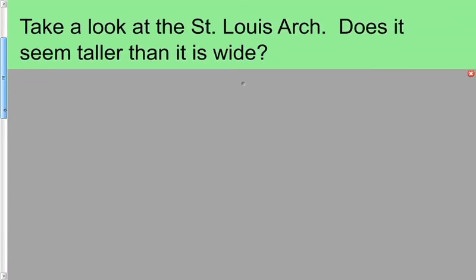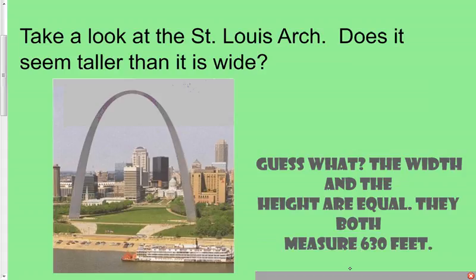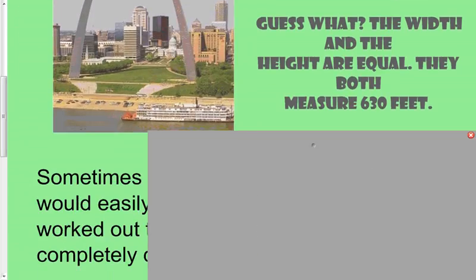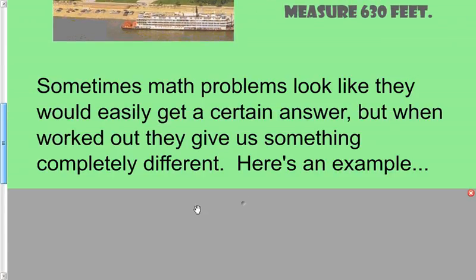Does it look, at least to me it does, like it is taller than it is wide? I think it definitely looks taller than it is wide. But actually, guess what? The width and the height are the same. Even though it looks weird in the picture, they're both 630 feet. 630 feet tall, 630 feet wide. So that's just a real world example of where something isn't exactly what it seems. And when we do some math problems, sometimes they look like you could easily get a certain answer, but when you actually work them out the correct way, you get something totally different.